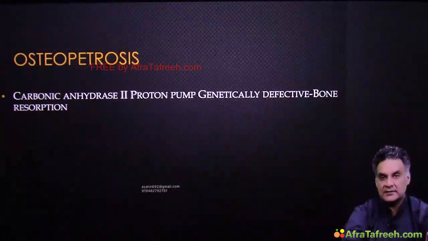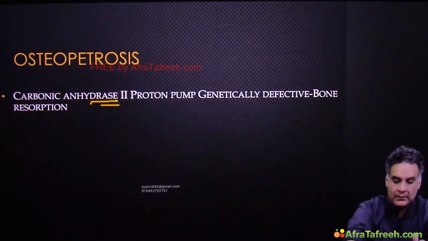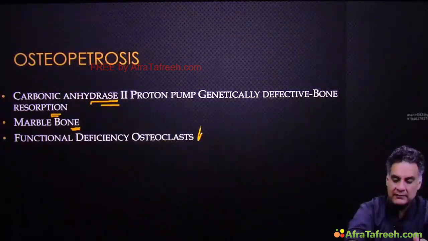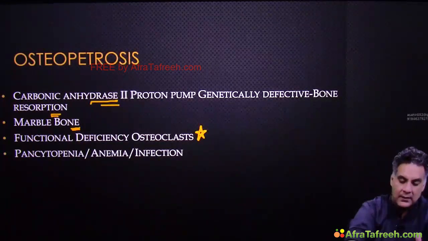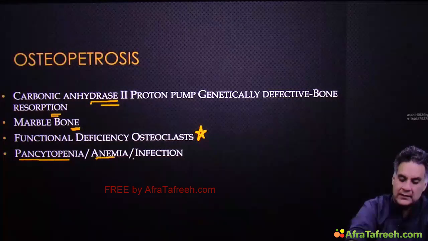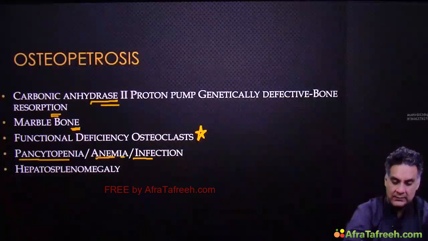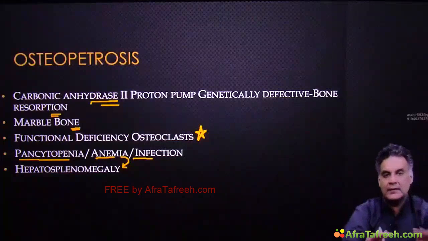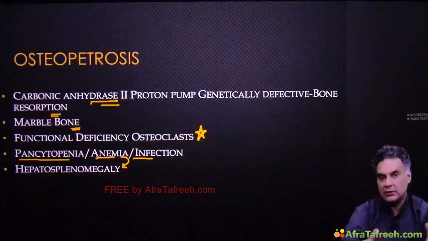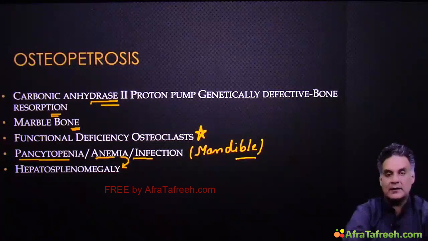So it is a defect in the proton pump, carbonic anhydrase type 2. Bone resorption is defective. Marble bone disease is the name. It's a defect in the osteoclast. Since the marrow is not there, there will be pancytopenia, its component anemia, and related to that, infections. There will be secondary hematopoiesis because of anemia, hepatosplenomegaly. Infections can involve anywhere, but classically they mention the mandible. I don't know why, but in the MCQs they say osteomyelitis of mandible. Think about this disease.